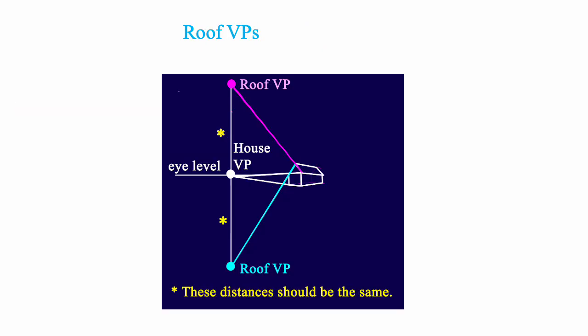To find the incline of the roof, one method, which I don't recommend, is to find the roof vanishing point for both sides of the roof. And this distance above eye level to the house vanishing point and this distance below eye level should be equal. But you can see how little the house is and how far away these vanishing points are, so they're usually well out of the picture.